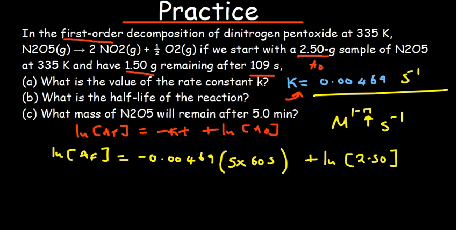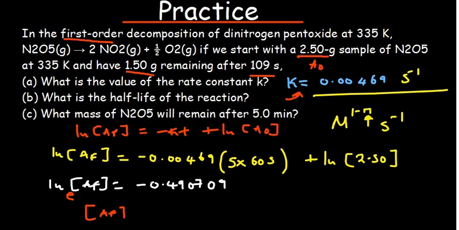You have to be very careful with what the question is asking you to do. In this case, there's been no specification on where the time is coming from, so obviously we are taking it from the start. So the natural log of our final concentration is equal to, let's punch what is on the right into the calculator, negative 0.490709. Now, to find the concentration, the natural log has a base of e, so our final concentration becomes e to the answer we have.